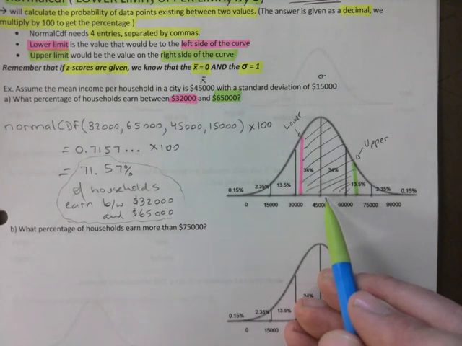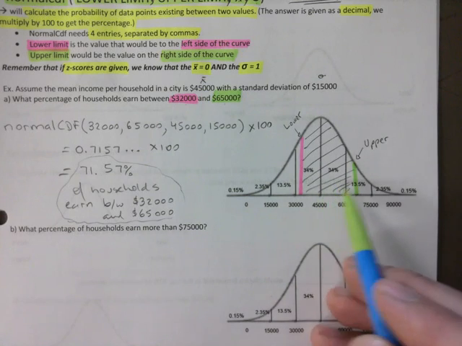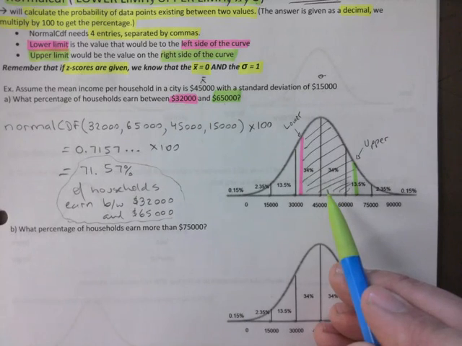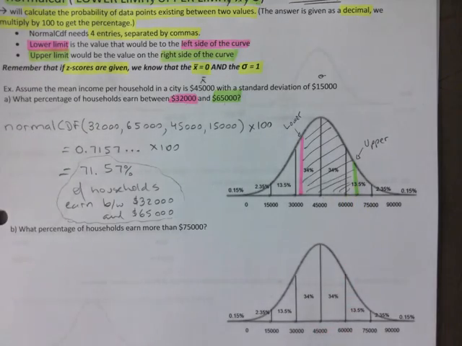We used to use the graph, correct, to come up with these percentages. If you were to go back and use Normalcdf to find the percentages, you would be off by a bit because we were just estimating. This is an exact way of finding it, okay? So don't think that what we've been doing is wrong, but sometimes we just use estimation tools.